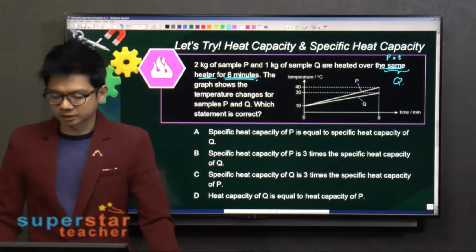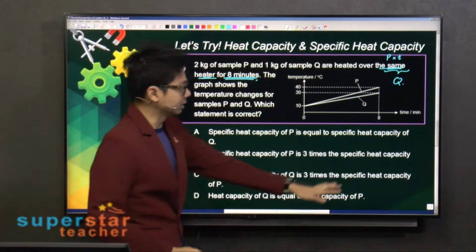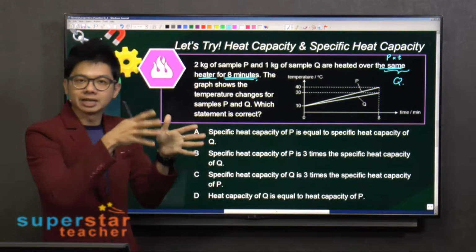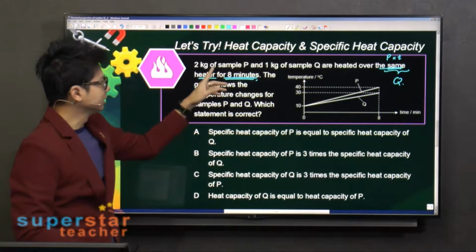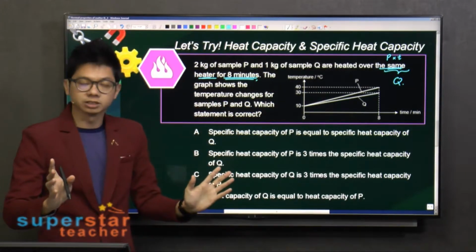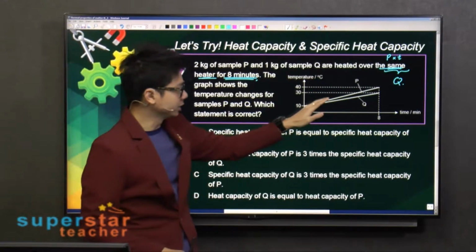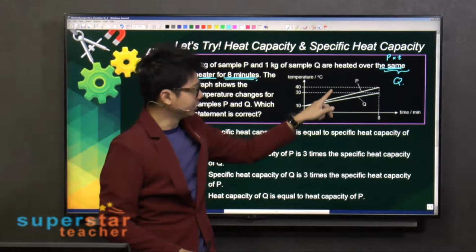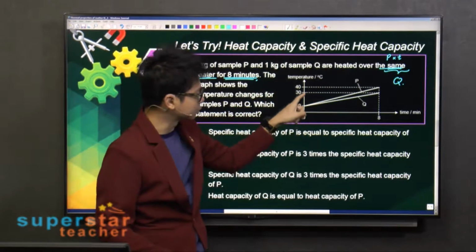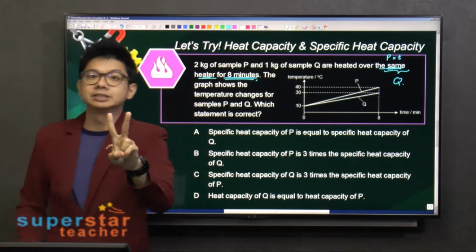So which statement is correct? We know that the thermal energy supplied is the same. I can write it as Q for both, and the mass of P is 2 kg, Q is 1 kg. I know the differences. And for the temperature change, P is 10 to 40, 30 degrees Celsius, whereas for Q, it is 10 to 30, 20 degrees Celsius change.